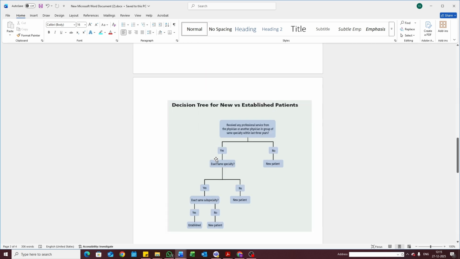Next point is the decision tree for a new versus established patient. See, has the patient received any professional service from the physician or another physician in the group of the same specialty within the last 3 years? If no, obviously this is a new patient. If yes, then again ask, exact same specialty? If no, then new patient. If yes, then established.